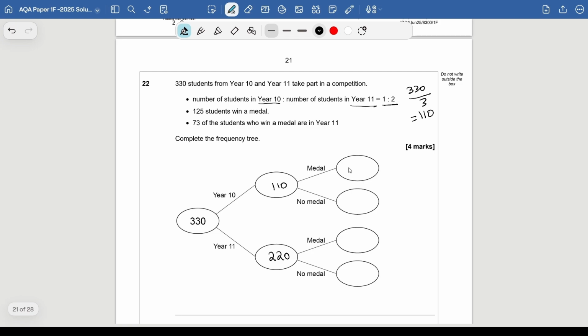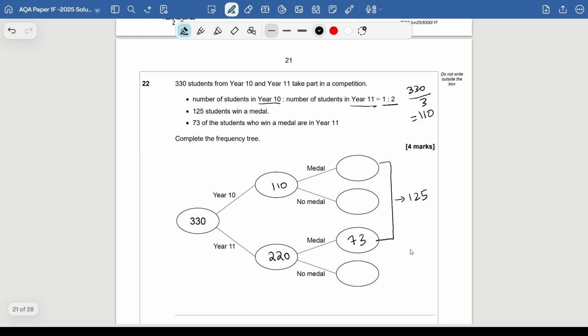So students winning a medal from both the years, the total will be 125. And 73 of the students who win a medal are in year 11. So in other words, they are saying from year 11, 73 students won a medal. So for year 11, the ones who won a medal, there are 73 of them. So how many of them will be in year 10?